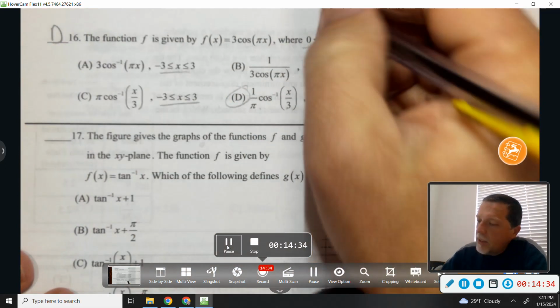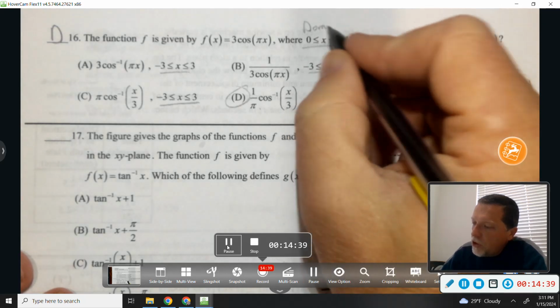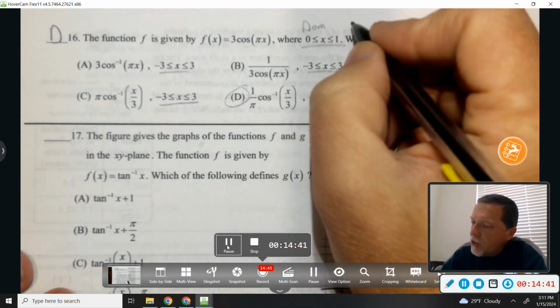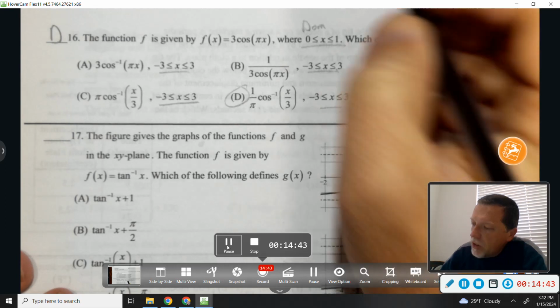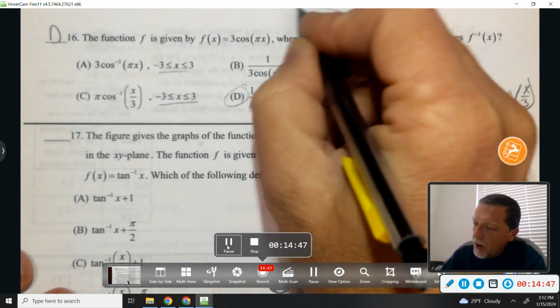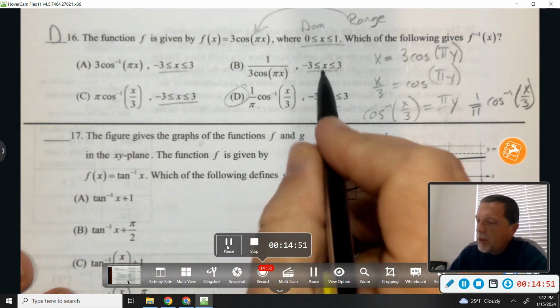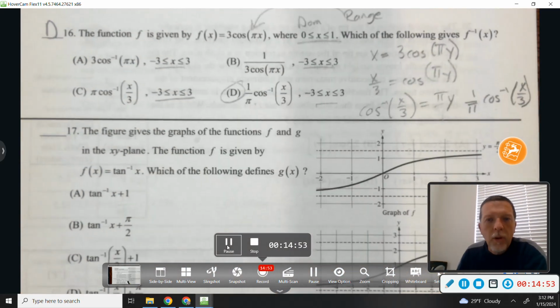And again, this is the domain of the original, which means it should map to the range of the inverse. Another way to phrase that is, if I could find the range of this guy, it would be the domain of the inverse. But they all match, so I didn't really have to worry about what that looked like.